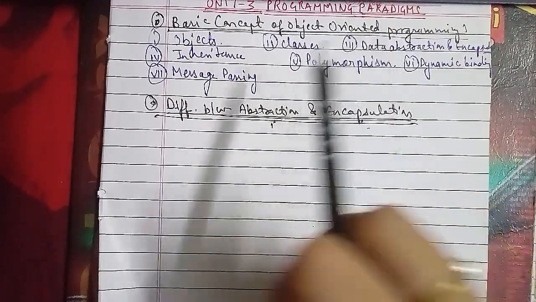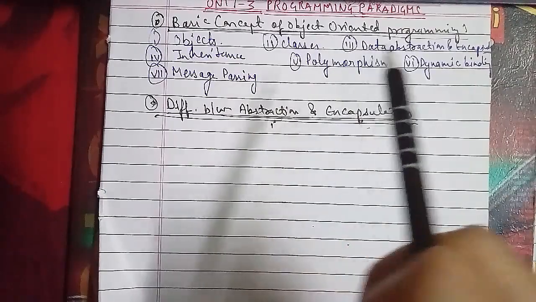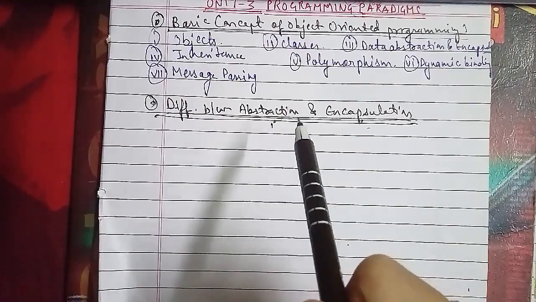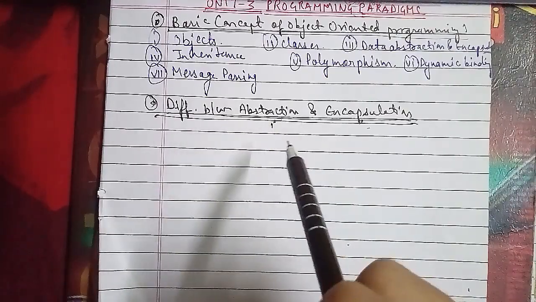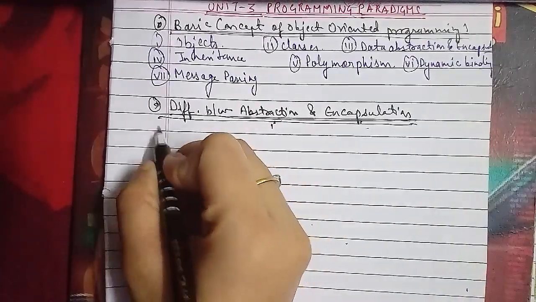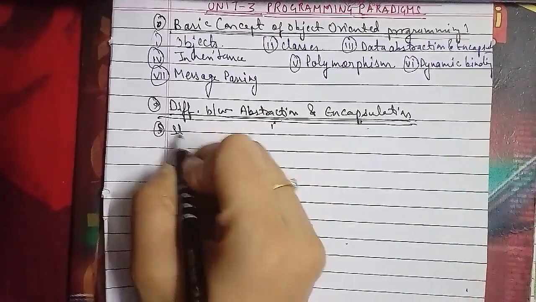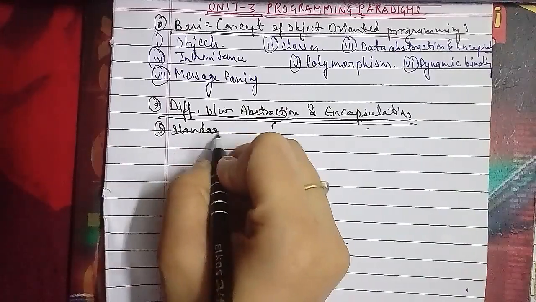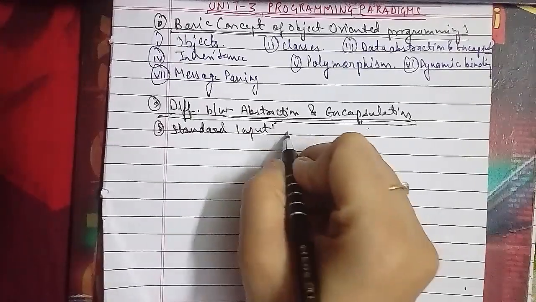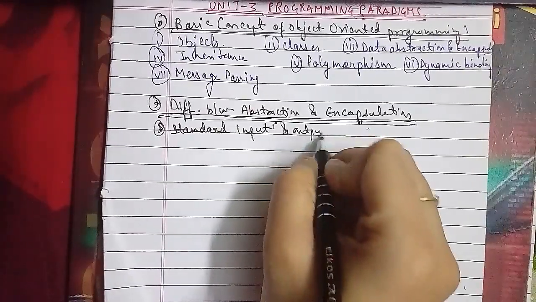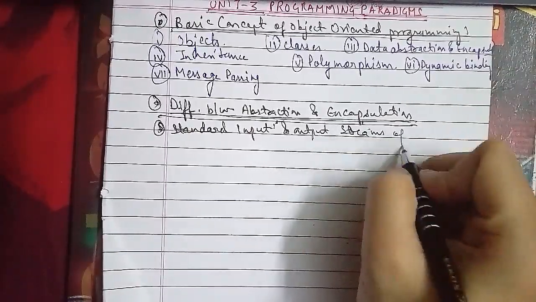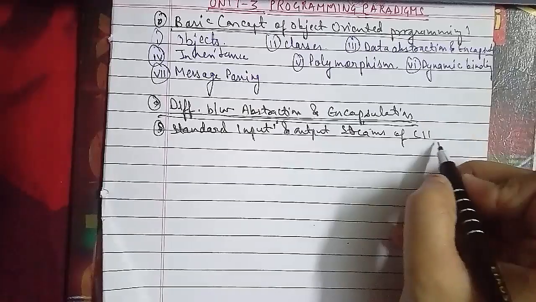The standard input and output streams of the C++ language are what we have to discuss here. In C++ a stream is an object that a program can either insert characters into or extract characters from, and the standard input and output stream objects of C++ are declared in the header file iostream. We will talk about the standard input stream first.